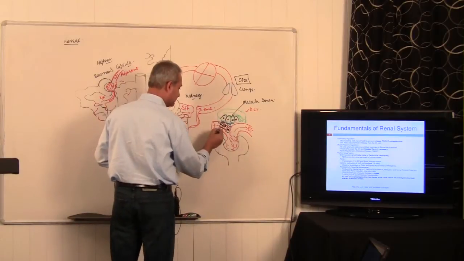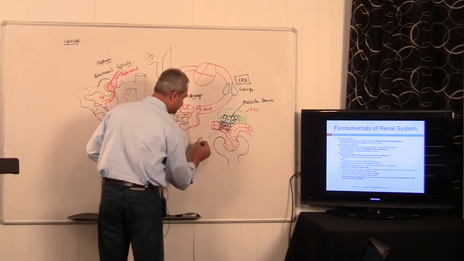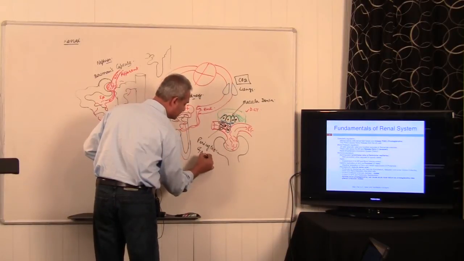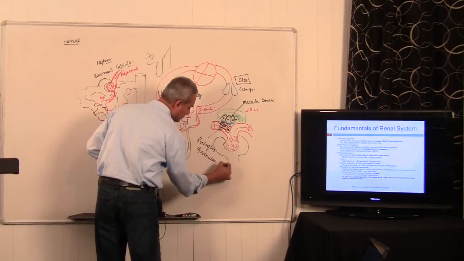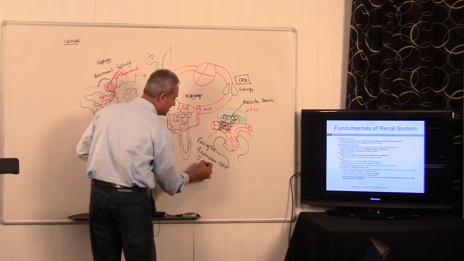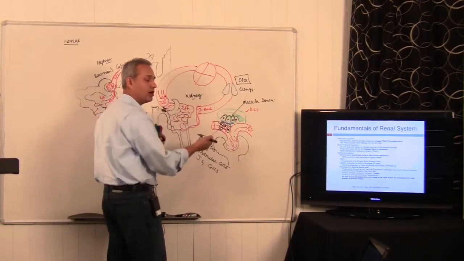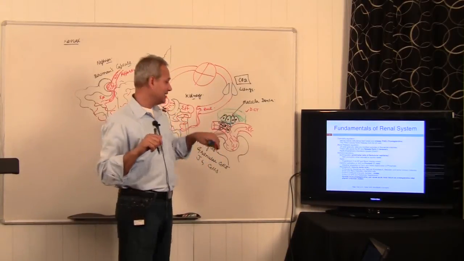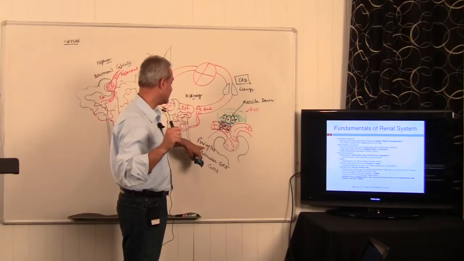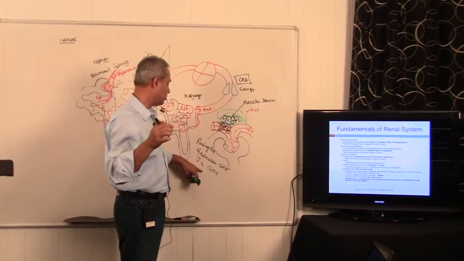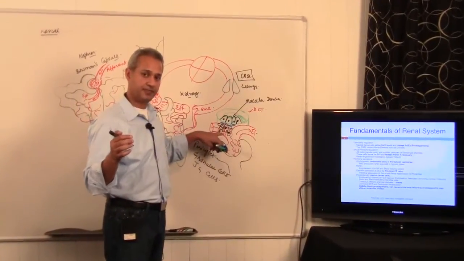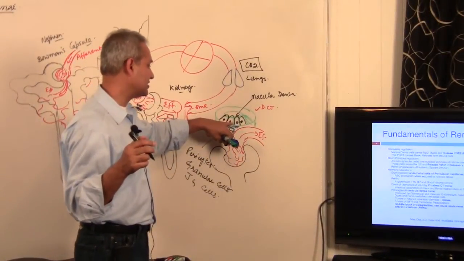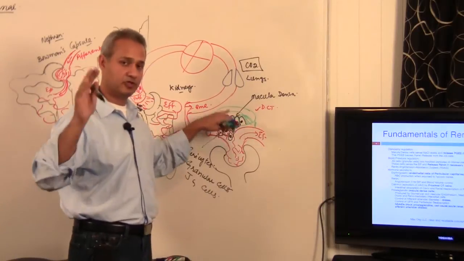These pericytes are also called granular cells. These are also called JG cells. These are also called modified smooth muscle cells. These are all four names for the same thing. The pericyte or modified smooth muscle cell or the granular cell or the JG cells are the same thing. Cool? These are the cells outside the arteriole. Then macula densa cells are the columnar cells present in the distal convoluted tubule.